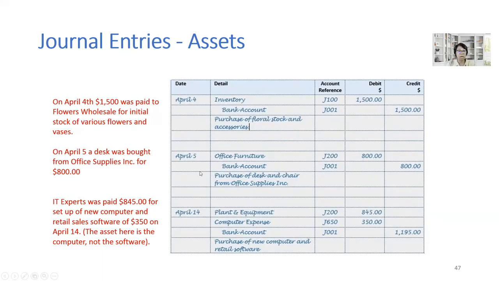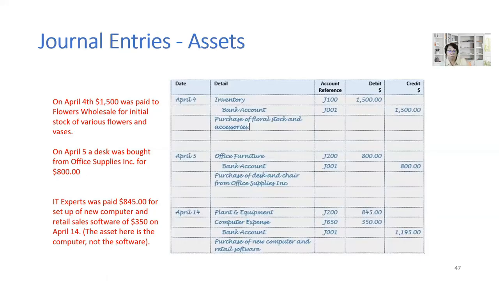Then we went to Office Supplies, Inc. and we bought a desk chair. So we debit office furniture and we credit our bank account because we paid, right? And then IT Experts was paid $145 to set up a new computer, and we paid them $350 for software. So we paid IT Experts, which is a technology company.